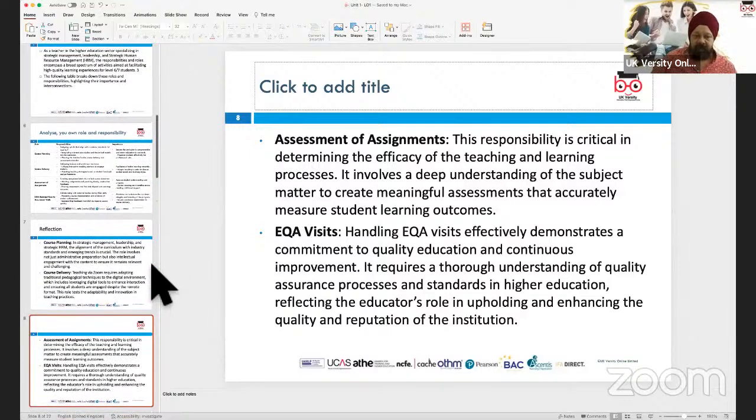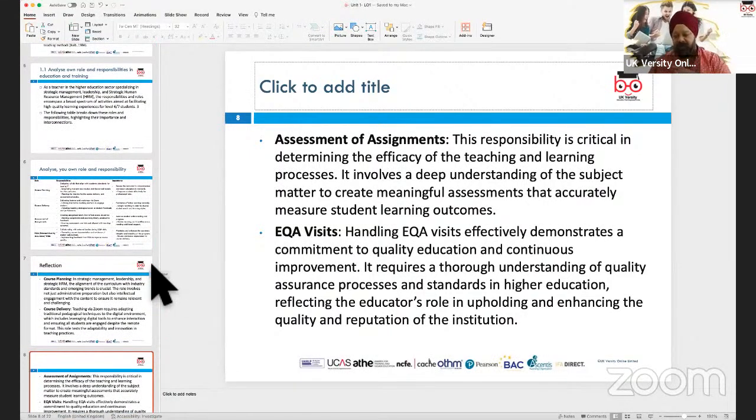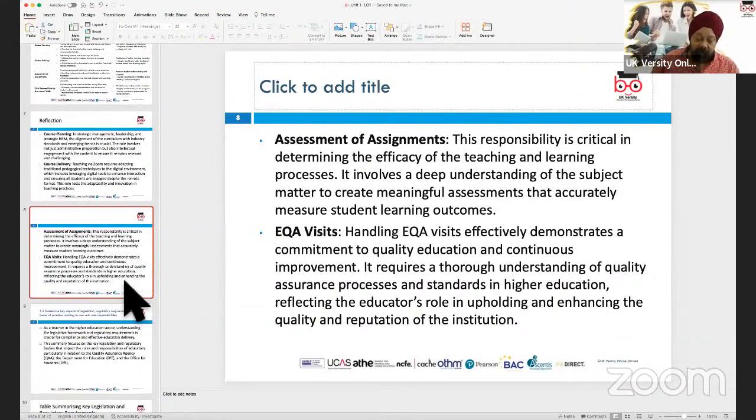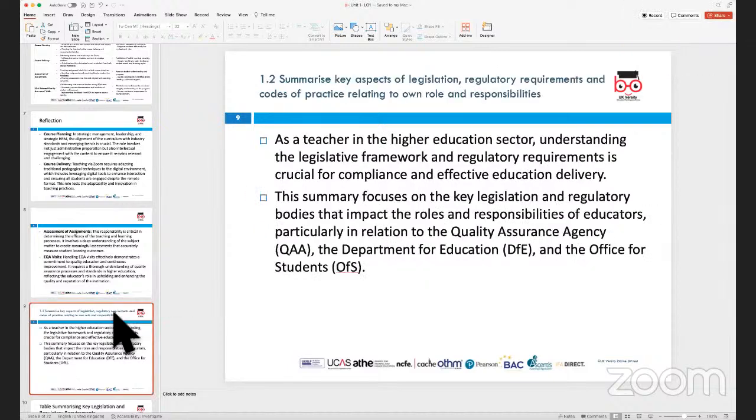I've done a bit of a reflection explaining that in a couple of words, so that the table does not sit alone as evidence for task 1.1, but has a bit of commentary on it to explain what I mean by my roles and responsibilities. Is that okay? Yeah. Sorry, I'm just writing.